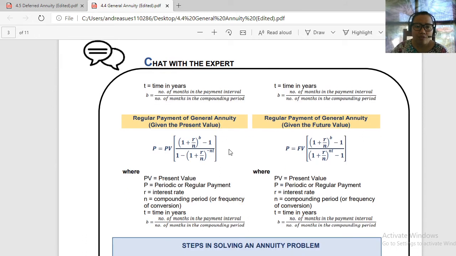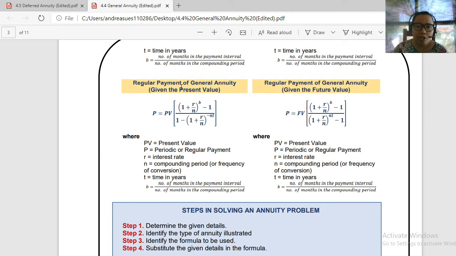We also have the formula for regular payment of general annuity given the present value, and the regular payment of general annuity given the future value. So here are the parts of the formulas.